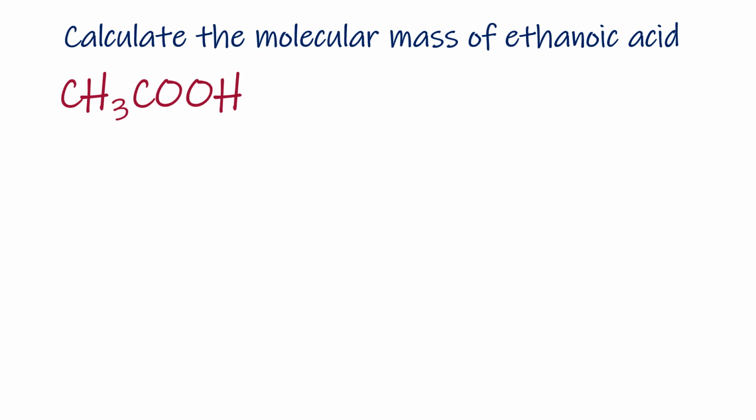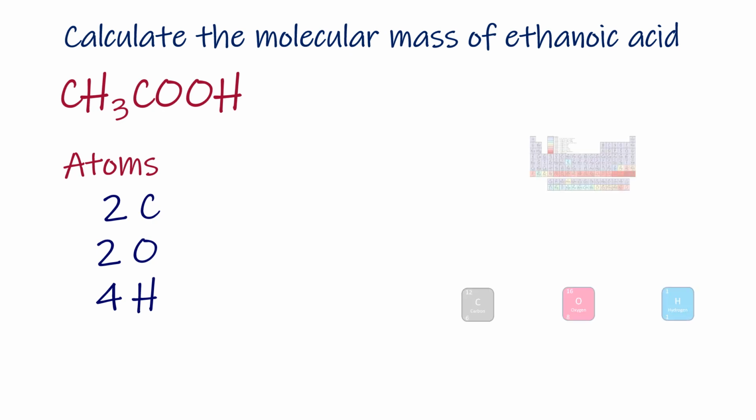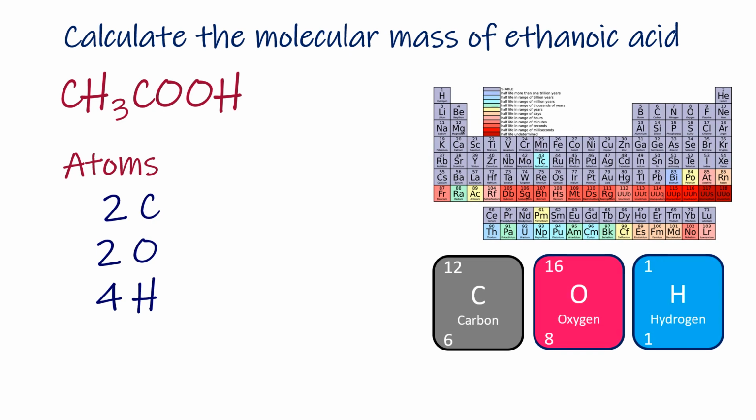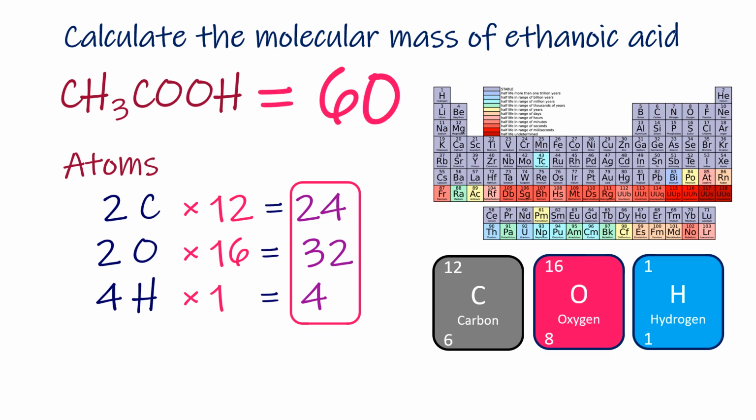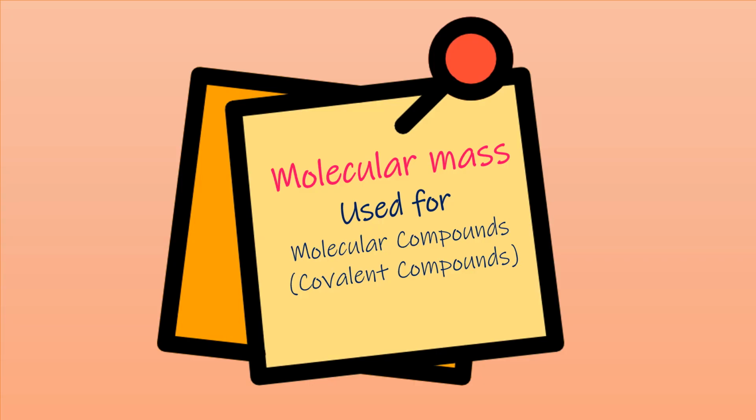Let's calculate the relative molecular mass of ethanoic acid. In this formula we have 2 carbon atoms, 2 oxygen atoms, and 4 hydrogen atoms. Break out your periodic table and look for the atomic masses of carbon, oxygen, and hydrogen. Then multiply each element's atomic mass by the number of atoms of that element in the molecule. Now add the resulting values together for each different atom in the molecule. The molecular mass of ethanoic acid is 60. Please remember, the term molecular mass is only used for molecular compounds, also known as covalent compounds.